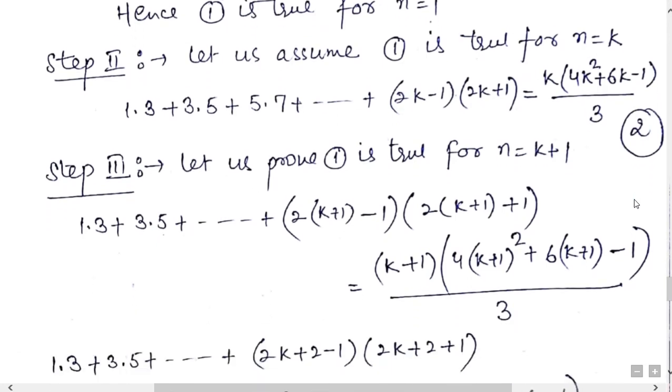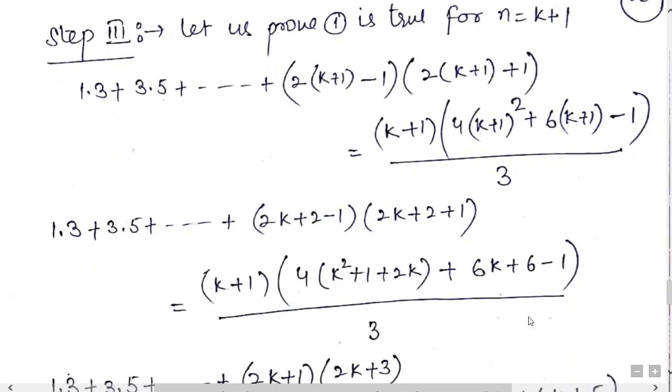Now check here. Let us prove 1 is true for n is equal to k plus 1. Now check the statement. The term is 2k minus 1. In place of k, you have to insert k plus 1. And similarly in the second term, and on the right hand side, k, then k plus 1, 4 into k plus 1 whole square, plus 6 into k plus 1 minus 1 divided by 3.